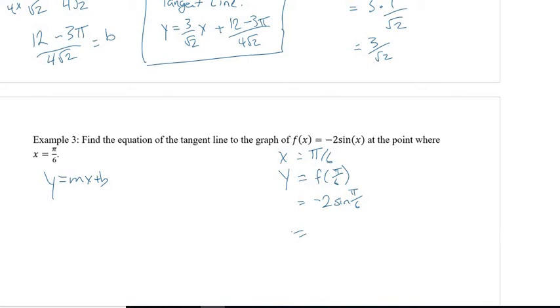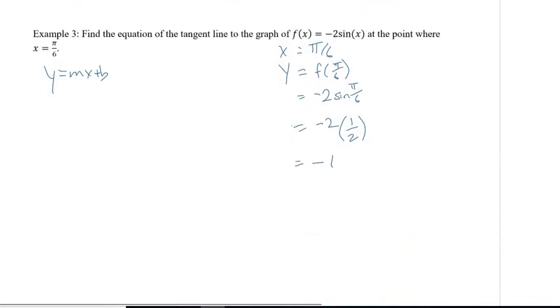And let's see, sine of pi over 6 is sine of 30 degrees, so that's going to be -2 times a half, or -1. Yeah, that one worked out a little bit nicer than the last one, so that's kind of nice.